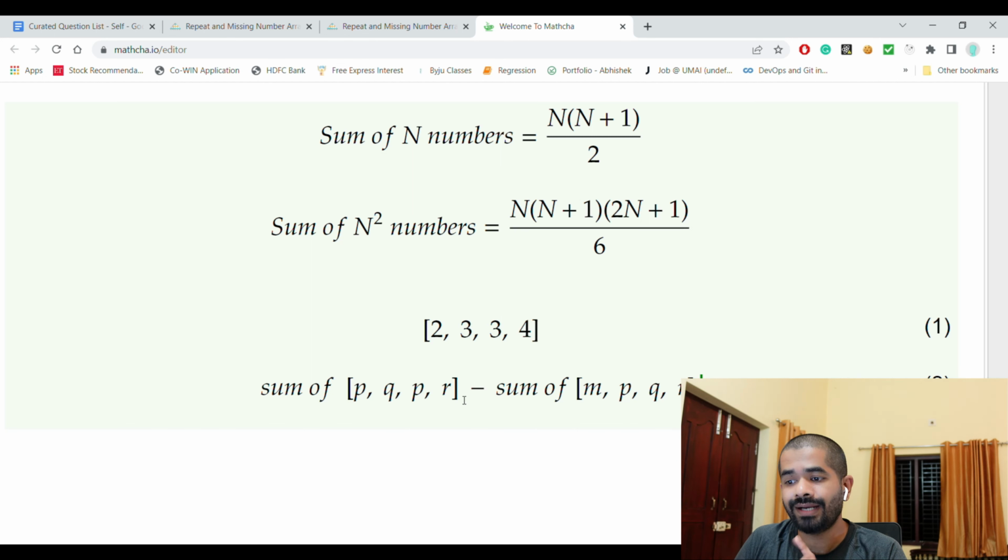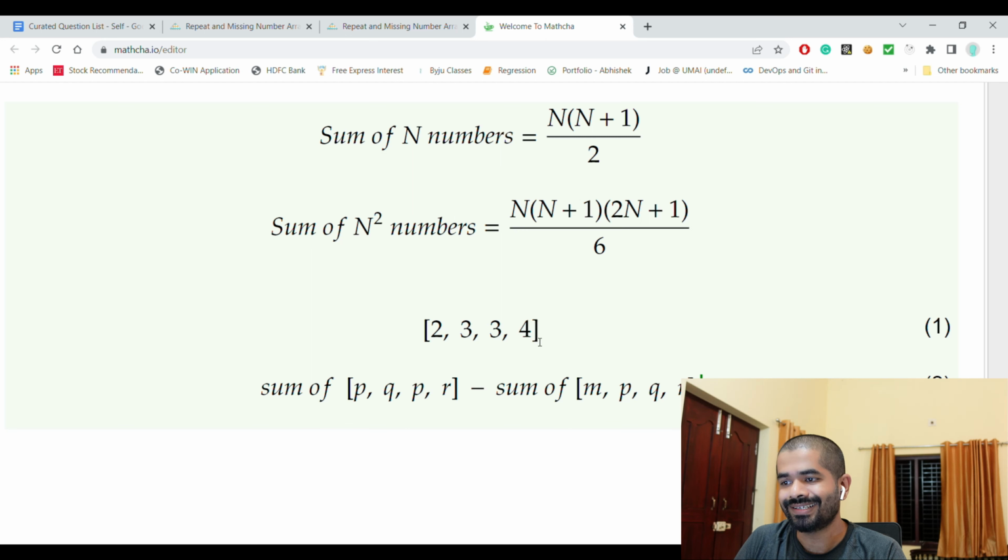Then subtract that from the sum of ideally the entire list of items in the array. We have 4 numbers in the array, which should be 1, 2, 3 and 4. So you're supposed to add that up: 1 plus 2 plus 3 plus 4.